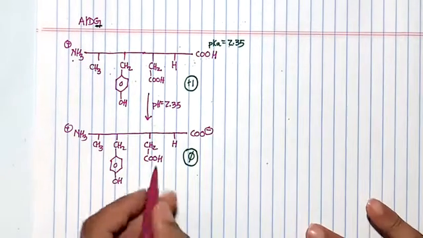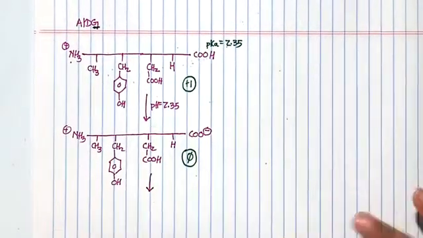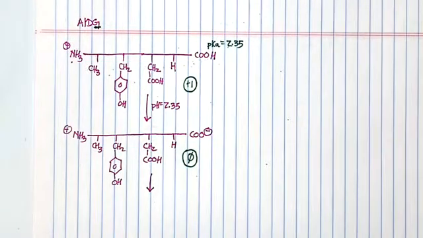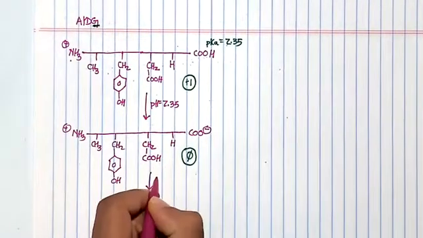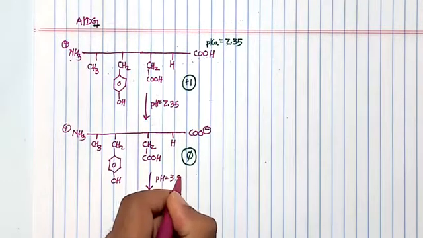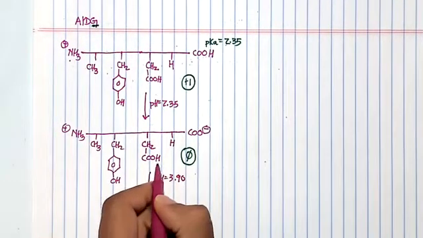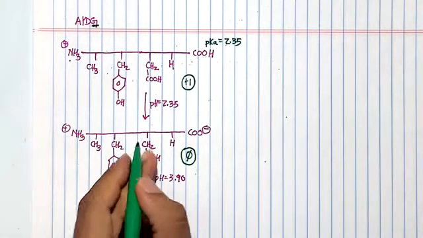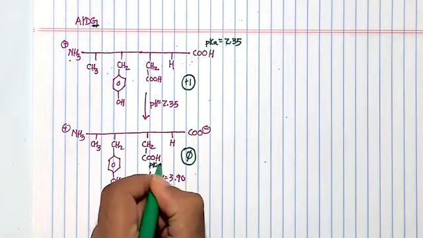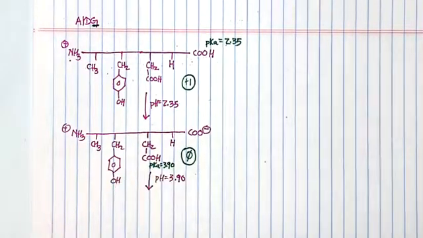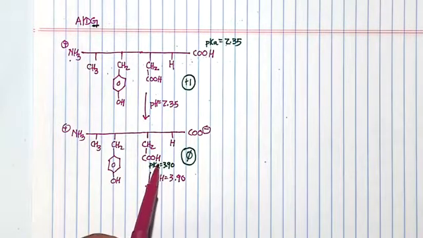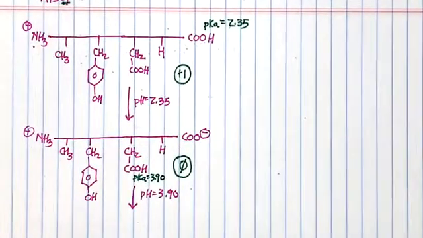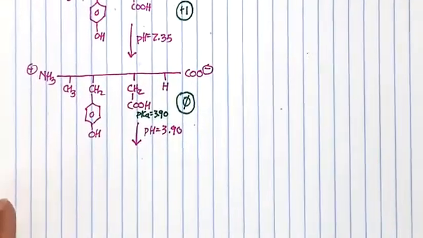What's next? According to my flashcards, the next one that comes off is at a pH of 3.90, and that matches the pKa of the side chain of aspartic acid, which has a pKa of 3.90. So at that pH, the side chain of aspartic acid begins to come off. So then I'll get this structure.